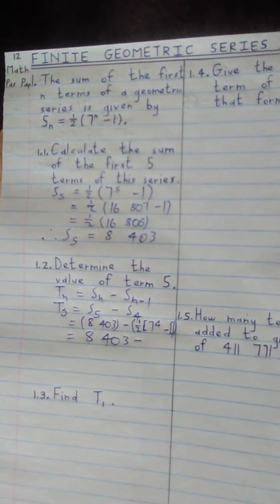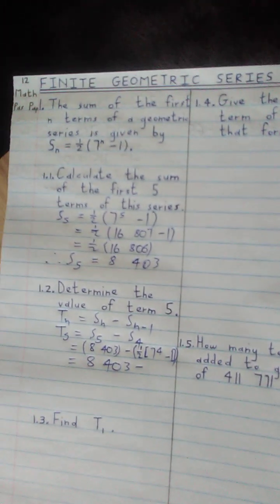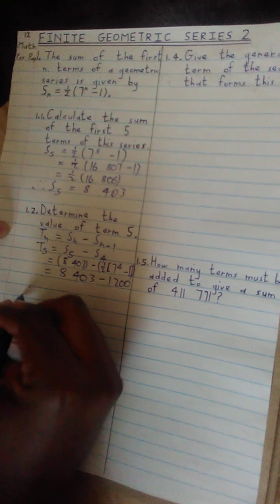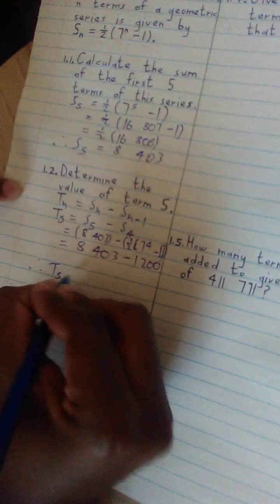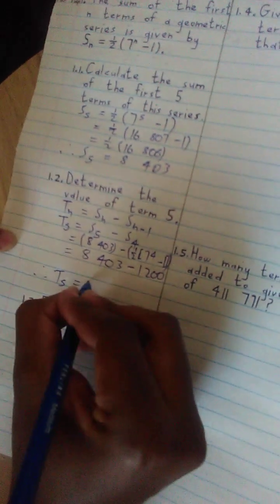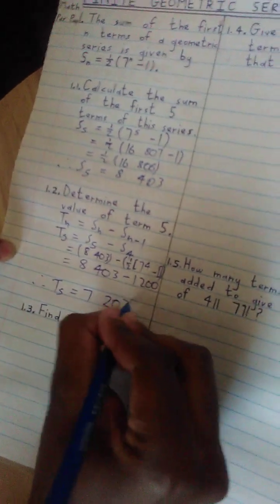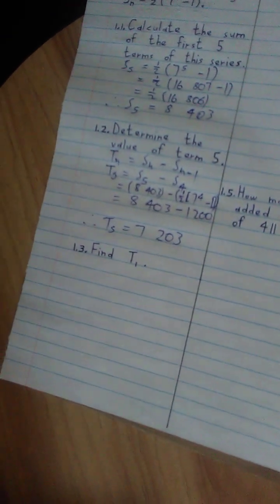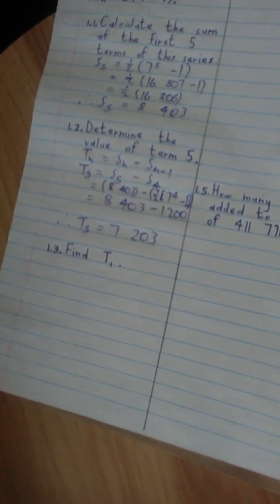Half of 2,400 is 200. So T5 is 7,203. And then 1.3 states find T1. Okay, so this is almost simple.